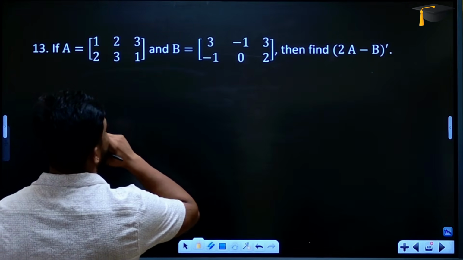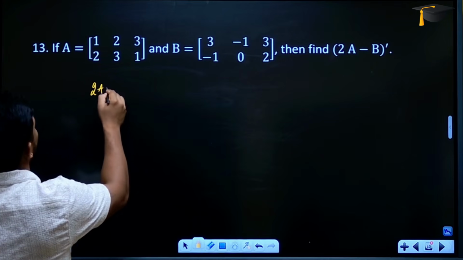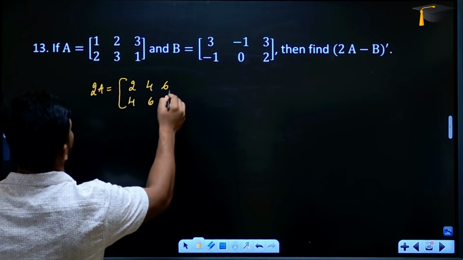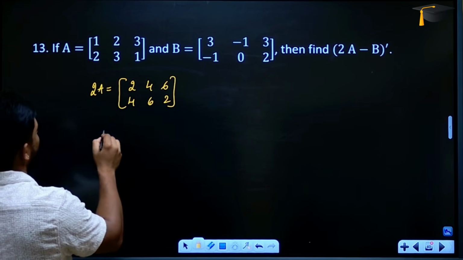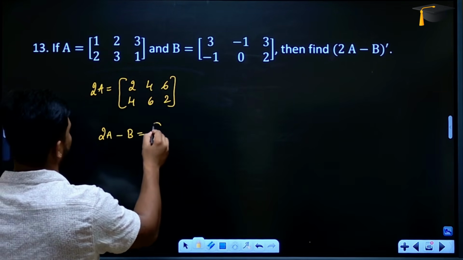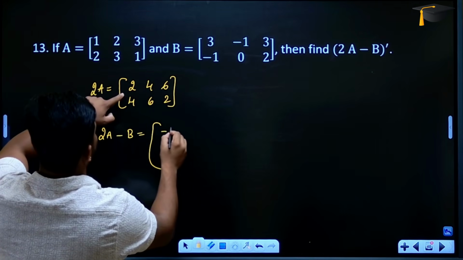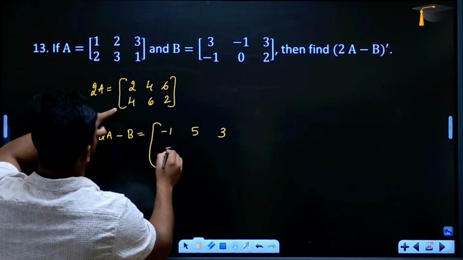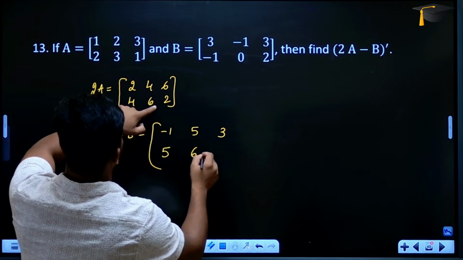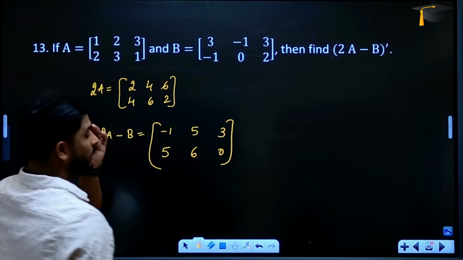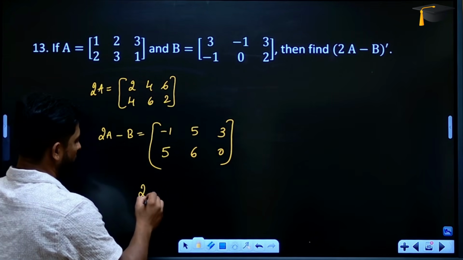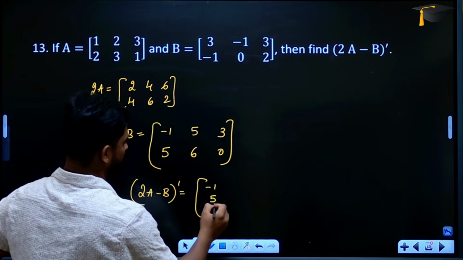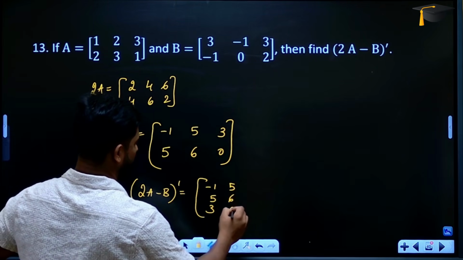Okay, so 2a minus b the whole dash. First of all, let's find out 2a. So 2a is 2, 4, 6, 4, 6, 2, right? Next, 2a minus b is 2 minus 3, which is minus 1. 4 minus of minus 1 is 5. 6 minus 3 is 3. 4 minus of minus 1 is 5. 6 minus 0 is 6. 2 minus 2 is 0. So this is 2a minus b. Next, 2a minus b the whole dash.